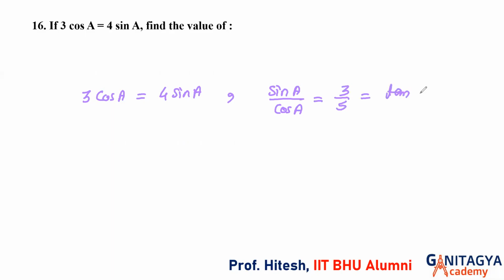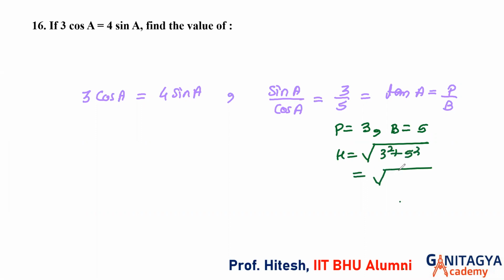Sin upon cos is what? Tan. And tan is what? Perpendicular upon base. So now we can say perpendicular is 3, base is 5, and hypotenuse in this case will be under root 3 square plus 5 square. 3 square will be 9, then 25, it is under root 34. This is one of the methods.